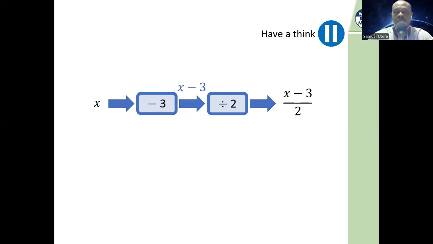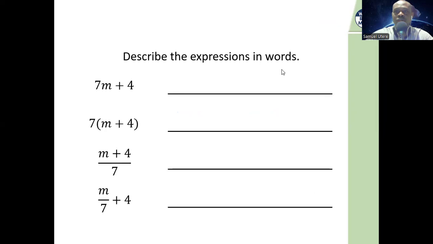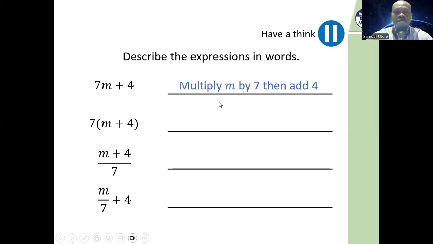Now, there's something really important you need to know. In order to be able to find out what is missing in the function machines, to find out the operations, it's important that you can read algebraic expressions properly. You can actually read what is really going on. So, for example, this one is 7m. So it means you need 7 lots of m first before you add 4. So this is multiply m by 7, then add 4.